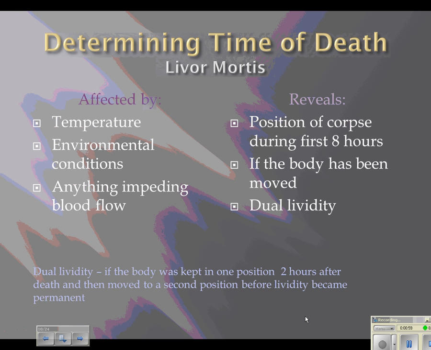And to see if the body's been moved, we'll look at something called dual lividity. So we know that lividity sets in about 2 hours after death. And if somebody is moved before it sets in permanently, before that 8 hour window, so between 2 and 8 hours, then there's going to be lividity in another part of the body to show the position that they were in after that. So you'll see 2 different points of pooling, and that shows us that the body was moved.